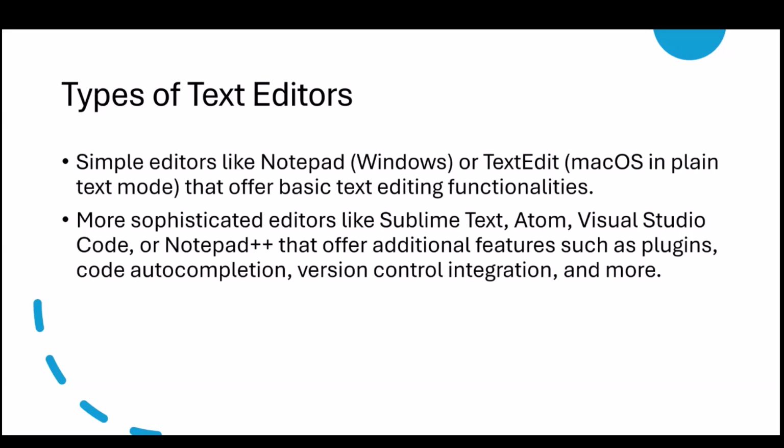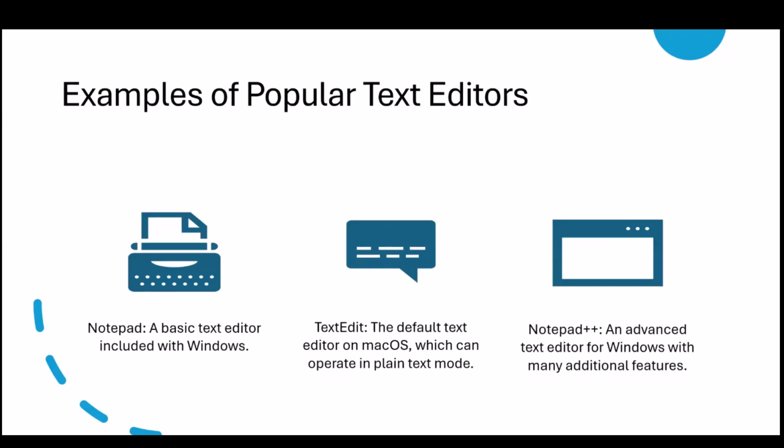As for the types of text editors, there are those like Notepad for Windows or TextEdit for Mac OS in plain text mode, which offer basic text editing functionalities. More sophisticated editors like Sublime Text, Atom, Visual Studio Code, or Notepad++ offer additional features such as plugins, code auto-completion, version control integration, and more. Some examples of popular text editors: Notepad, a basic text editor included with Windows. TextEdit, the default text editor on Mac OS, which can operate in plain text mode. Notepad++ is an advanced text editor for Windows with many additional features.